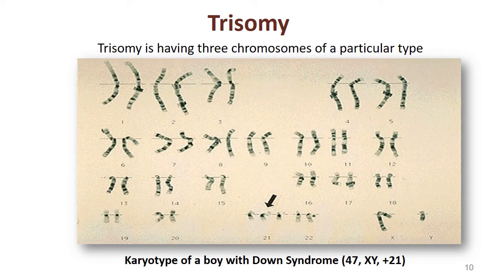Trisomy. Trisomy is having 3 chromosomes of a particular type. Trisomy is a specific instance of polysomy, a more general term that indicates having more than 2 of any given chromosome. A common autosomal trisomy in humans is Down syndrome, or trisomy 21, in which a person has 3 instead of the normal 2 chromosomes 21.